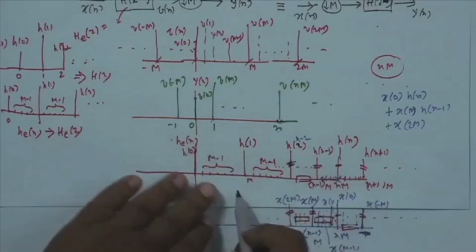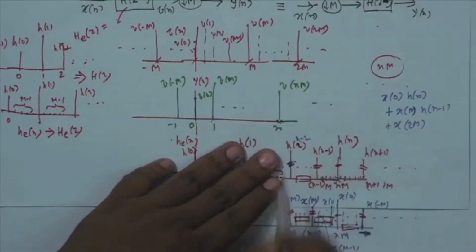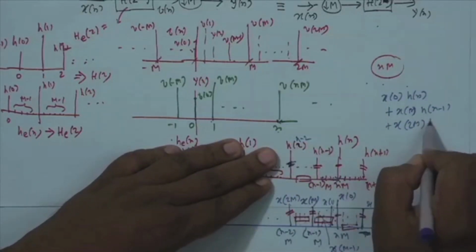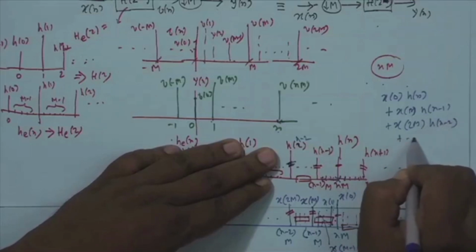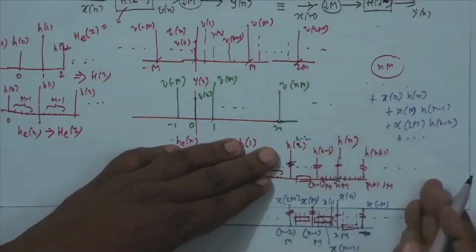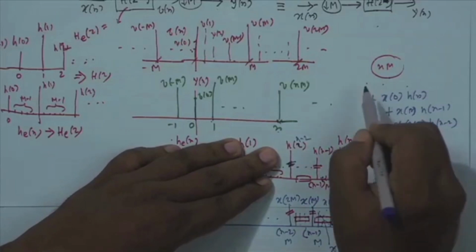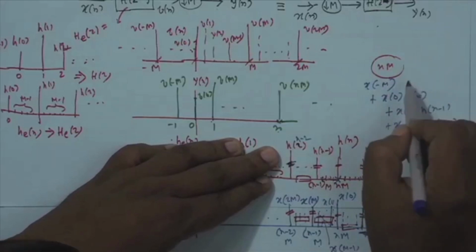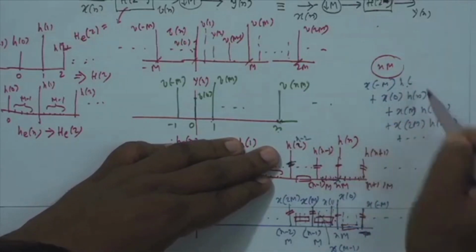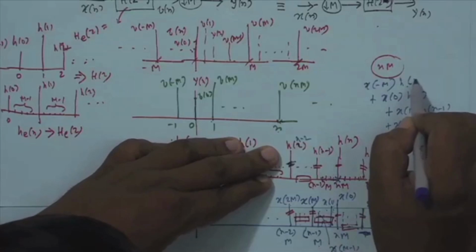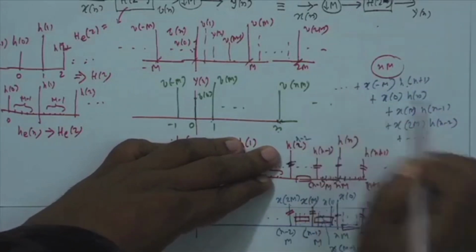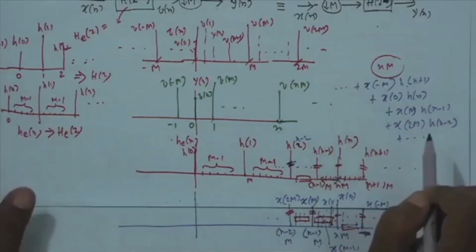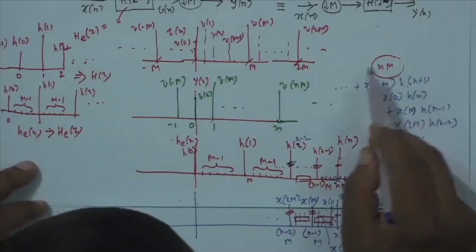Earlier I wrote from this side, so 1 2, but I am now coming from this side. So, let this be n minus 2 adjacent to this. So, x 2m h n minus 2, dot dot dot dot, and on the other side x minus m h n plus 1, dot dot dot. This is the summation. Okay. What is the meaning of this summation?